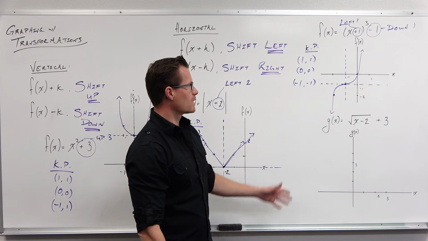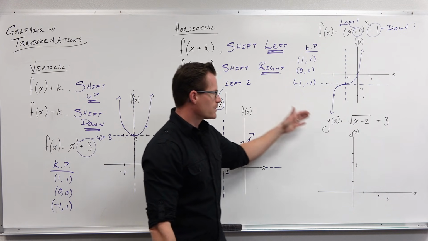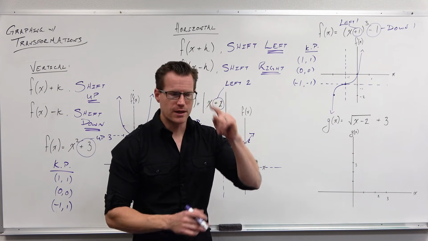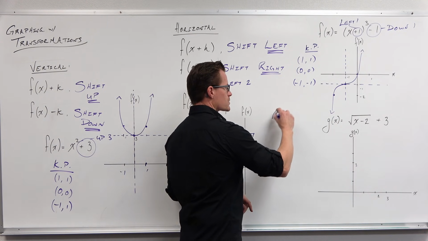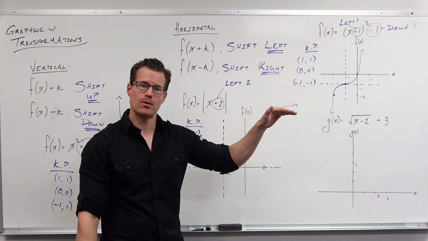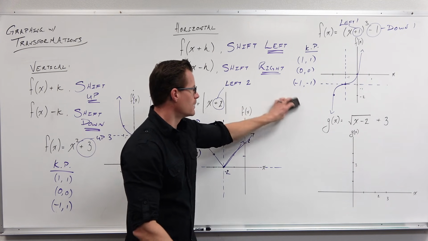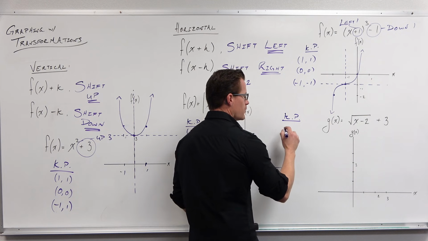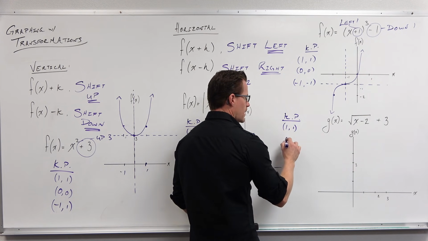All right, so our last one, we know that this is a function that's based on a square root graph. So in your head, hopefully you're thinking square roots look like this. They're half of a parabola on its side. That's what they look like. I know my key points. My key points for square roots, there's only two of them. I know 1, 1, and 0, 0.